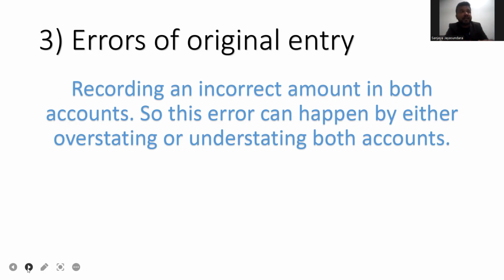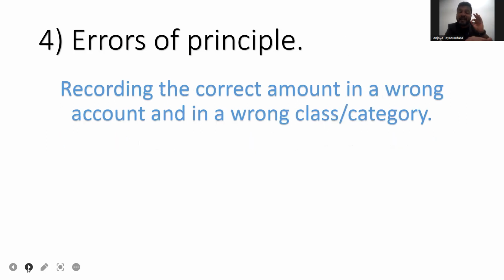Then the fourth error is errors of principle. Basically, this error happens due to lack of knowledge about accounting principles. But when you define it, you can't tell it like that. When you define errors of principle, you have to say: recording the correct amount in a wrong account, and even in the wrong class. This error happens by mixing up capital and revenue transactions. Say capital expenditure has been treated as a revenue expenditure, or vice versa. Capital receipt has been treated as a revenue receipt, or vice versa.